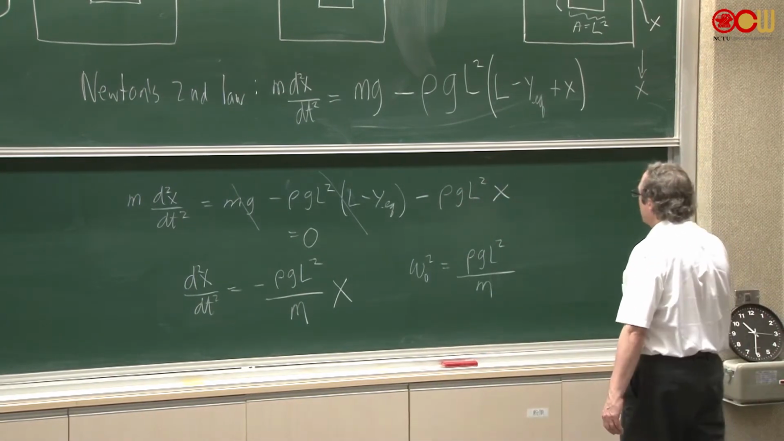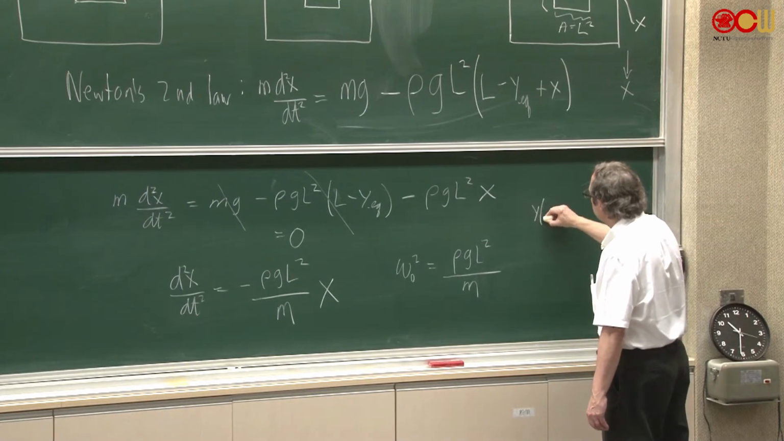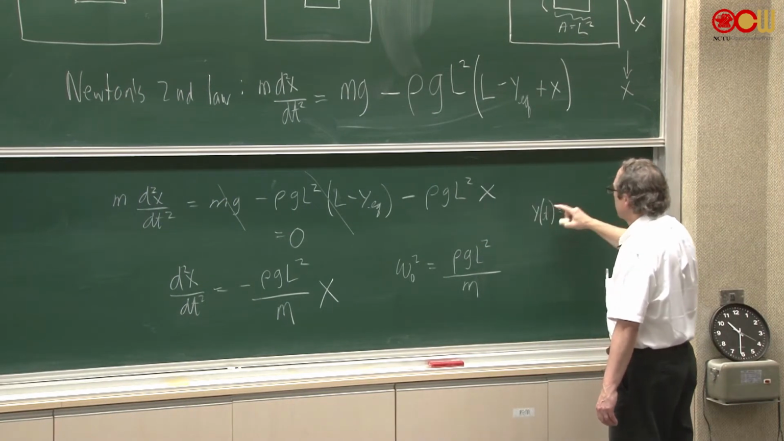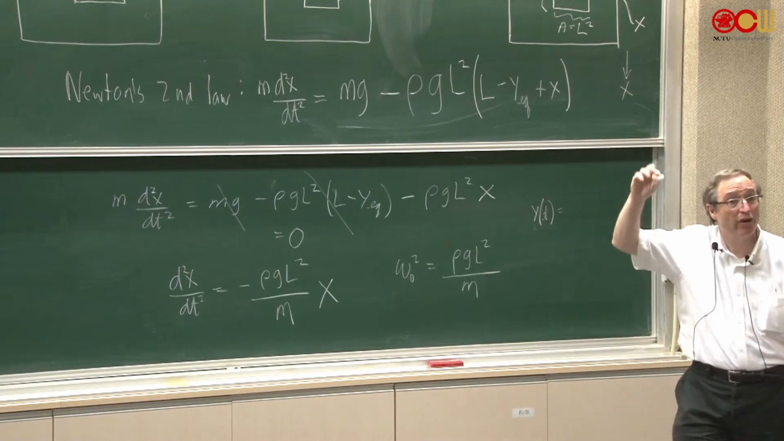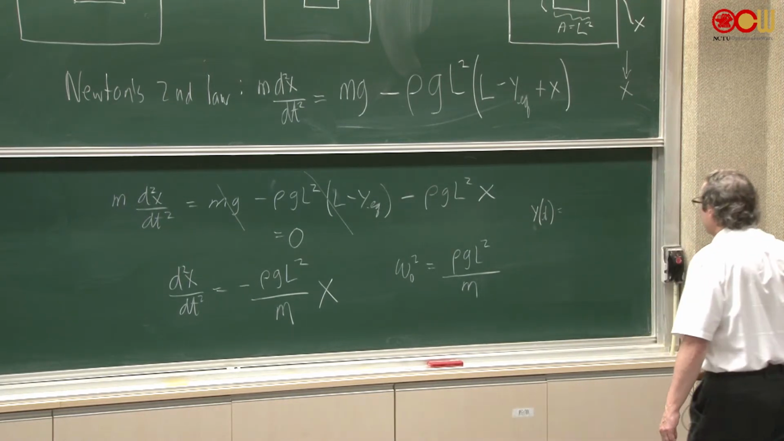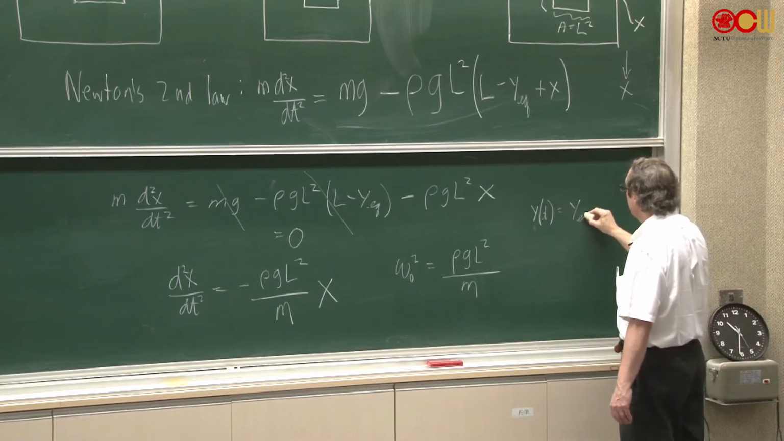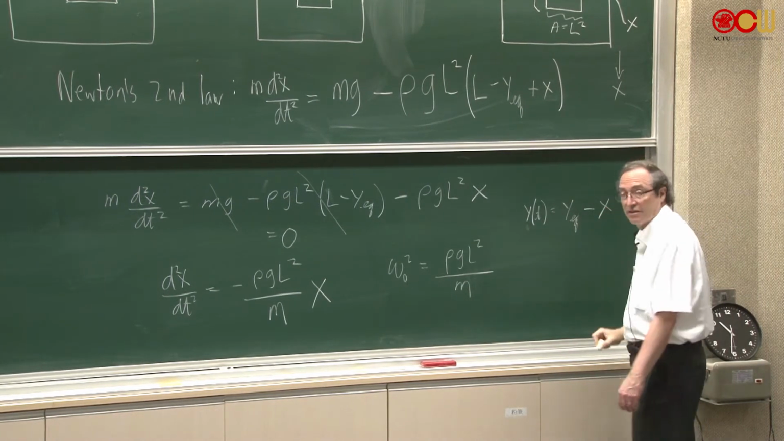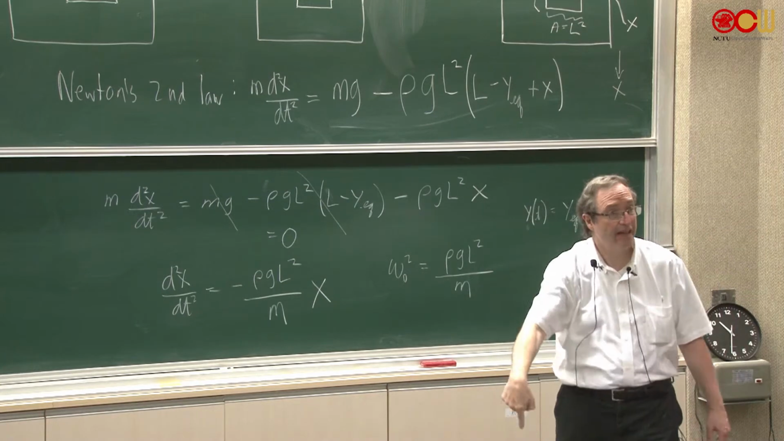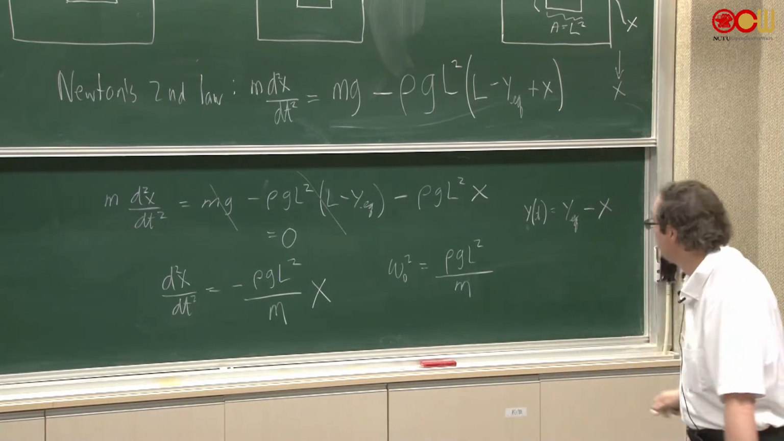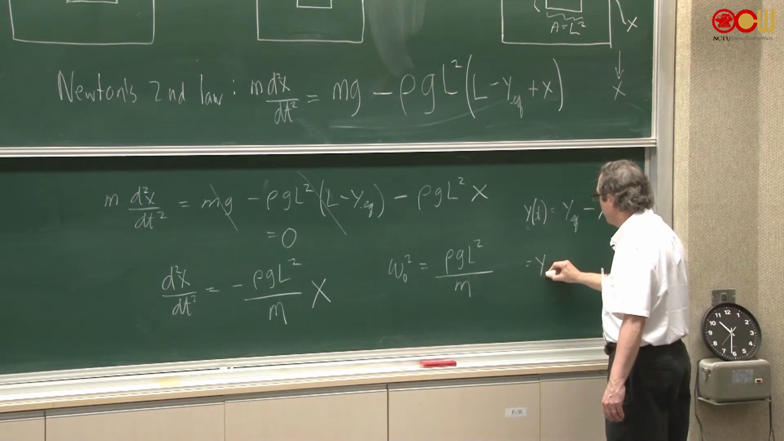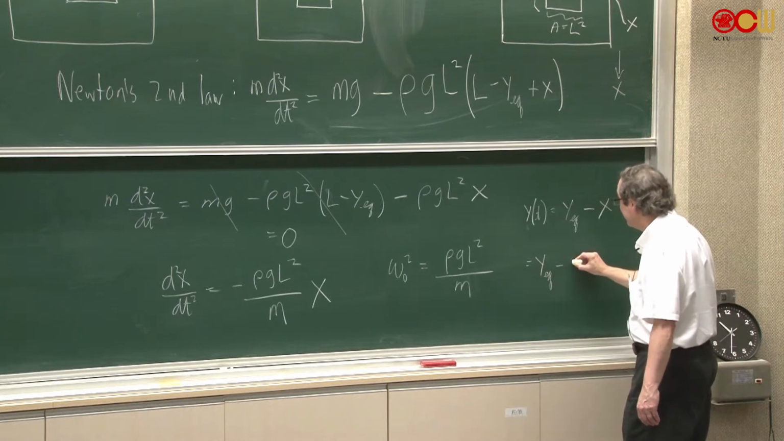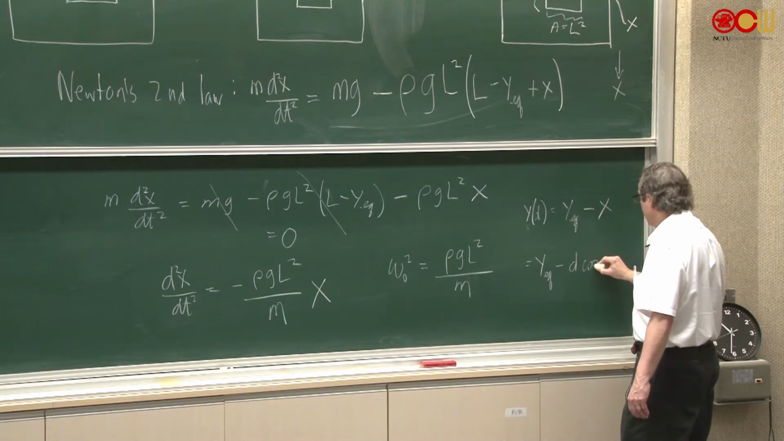And then when you want y of t, because that's what it's asked for, it asks for where the top of the thing is, it's equal to y equilibrium minus x, right? Because x is down, y is up. And then that's just equal to y equilibrium minus d cosine of omega 0 times t.